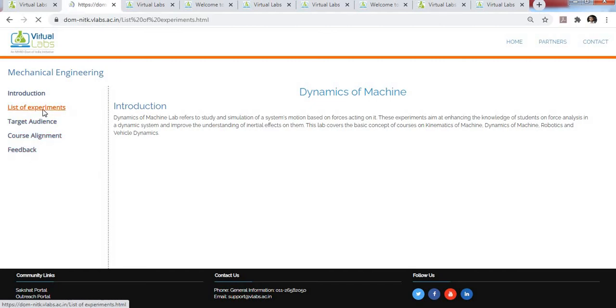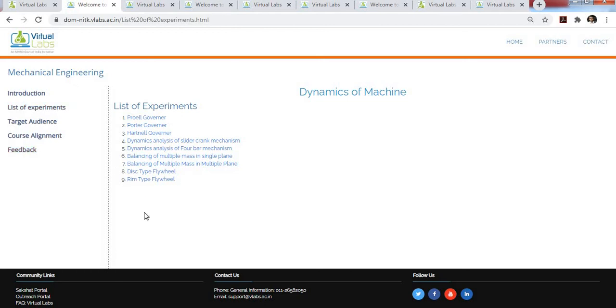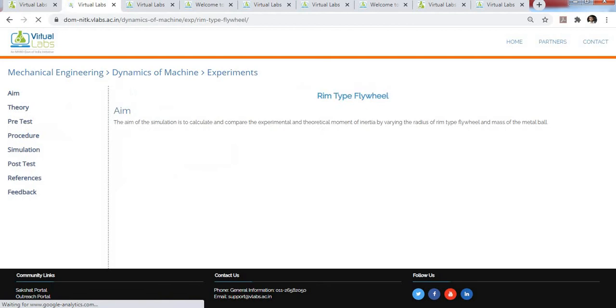You have to select the list of experiments. You can see the list of experiments. There are 9 experiments. You have to click the TYPE FLYWHEEL. On the left side, you can see the aim, and then theory, and then pre-test and procedure, simulation, post-test, reference, and then feedback. First of all, you should know what is the objective of this experiment.